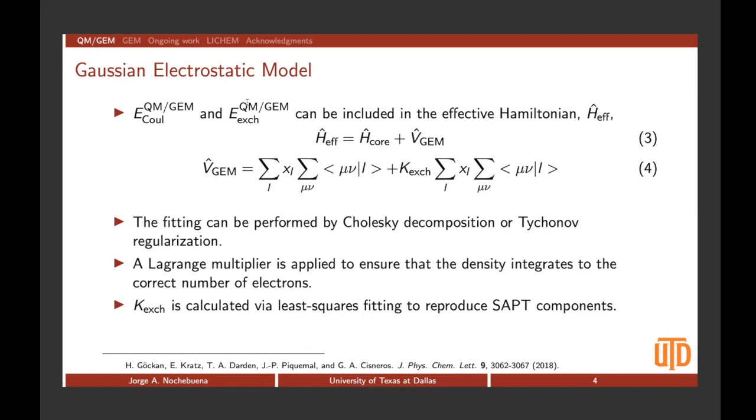The Coulomb term and the exchange repulsion term can be included in the effective Hamiltonian potential, something like this. And the fitting can be performed by Cholesky decomposition or Tikhonov regularization. To ensure that the total density integrates to the correct number of electrons, a total molecular charge constraint via a Lagrange multiplier is applied. And the proportionality parameter K is calculated via least squares fitting to reproduce SAPT components.